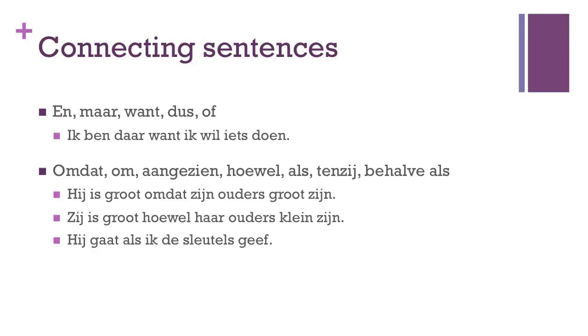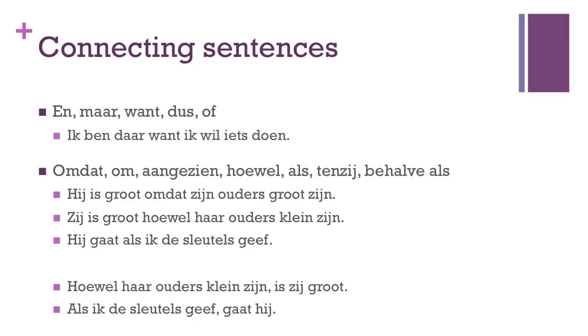Let's see some examples. Hij is groot omdat zijn ouders groot zijn. Ze is groot hoewel haar ouders klein zijn. Hij gaat als ik de sleutels geef. Sleutels are the keys. So we can see the verb is at the end of the sentence.